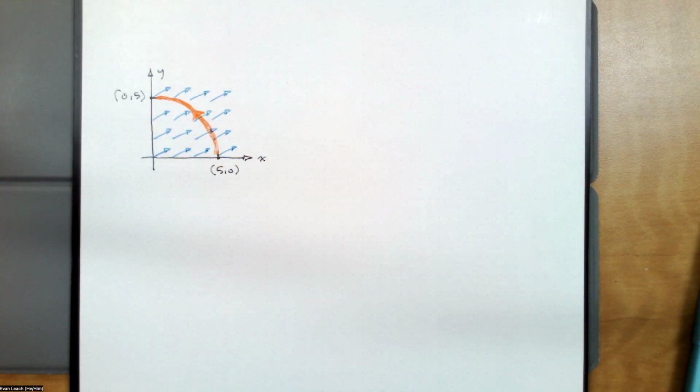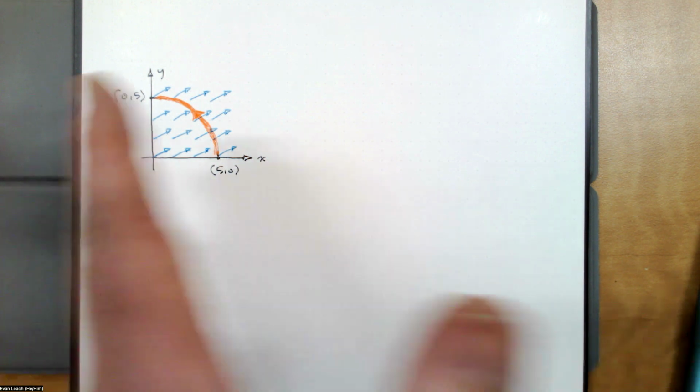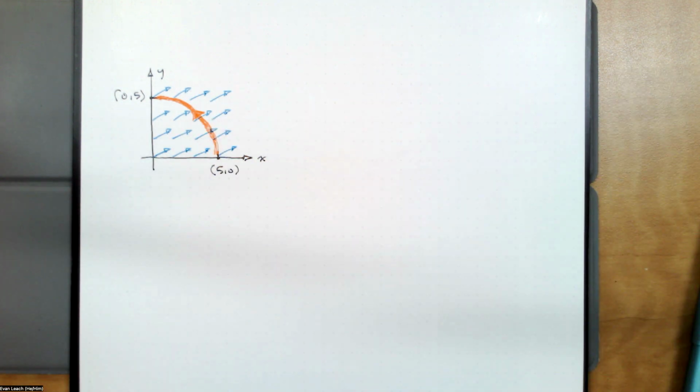So what we notice about this calculation is that the vector field is generally flowing from left to right, but our path is generally moving from right to left. So now we are not surprised that the line integral gave us a negative value. We're not surprised at all that the line integral came out negative.